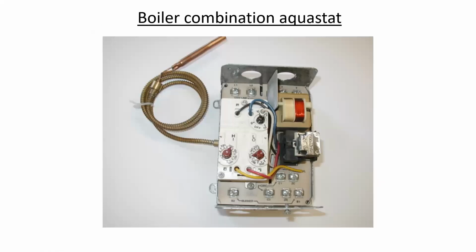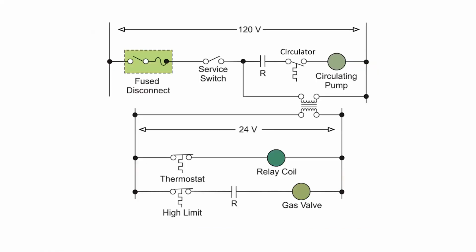This is an example of a boiler combination aquastat that has both the settings in one apparatus. Here's an example of a basic control schematic for a basic boiler system. We have two separate aquastats, a circulator and a high limit. The circulator is controlling the circulating pump. The high limit is controlling the gas valve.